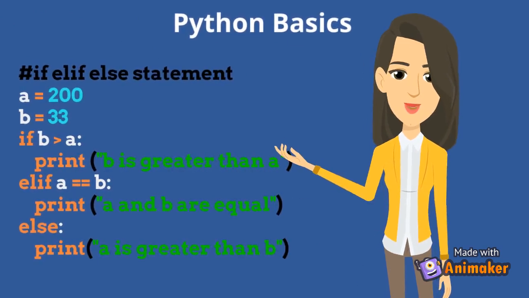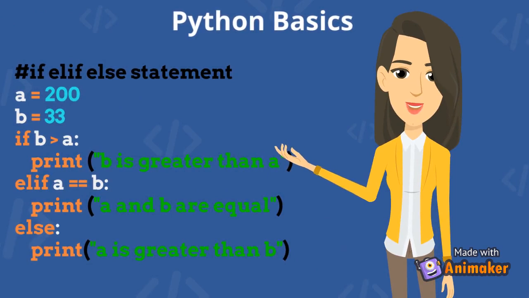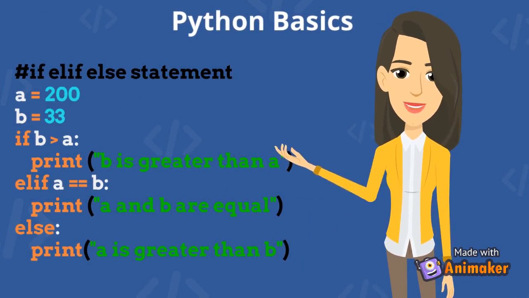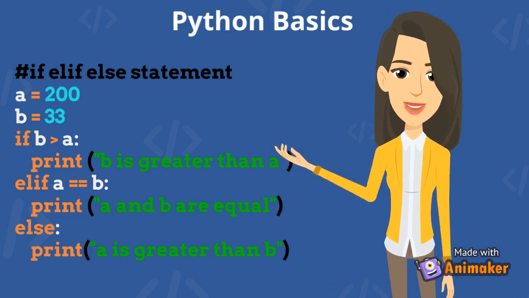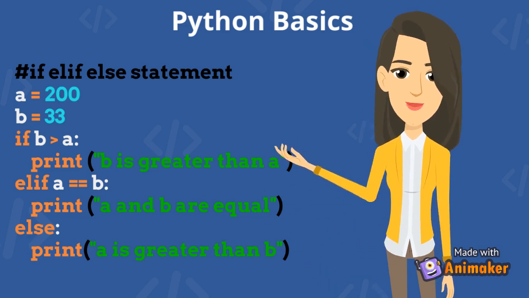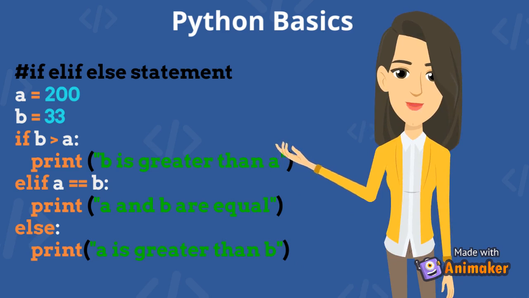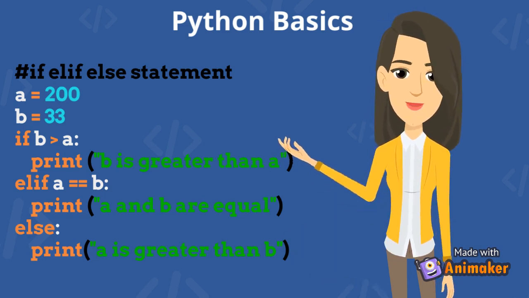The last one is the if-elif-else statement. This one is saying A is equal to 200 and B is equal to 33. Well, if B is greater than A, then print out B is greater than A. If it does not reach the requirements, then it's going to go to the other one, the elif, and it goes, if A is equal to B, then print out A and B are equal. If it does not reach the requirements for that one, then it's going to go straight to else and print out A is greater than B.